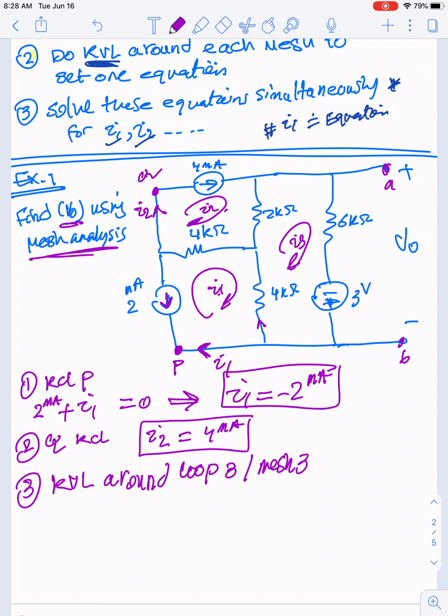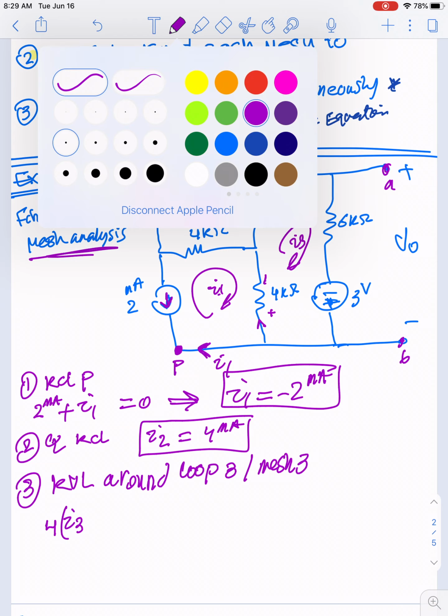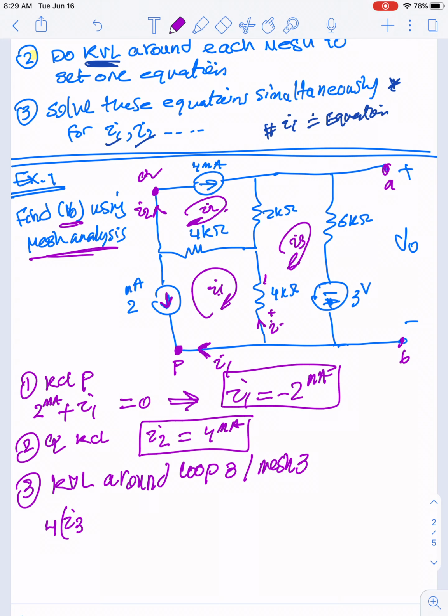is going in, so we'll assume it's going in from a positive node. So we have here 4 I3, and the current here, I3 is going in, but I1 is going out. Let's say like this is the direction of I3, however the direction of I1 is in the reverse direction. So I have to say that the current here in the 4 kilo ohms is given by I3 minus I1. So I3 minus I1. Okay.